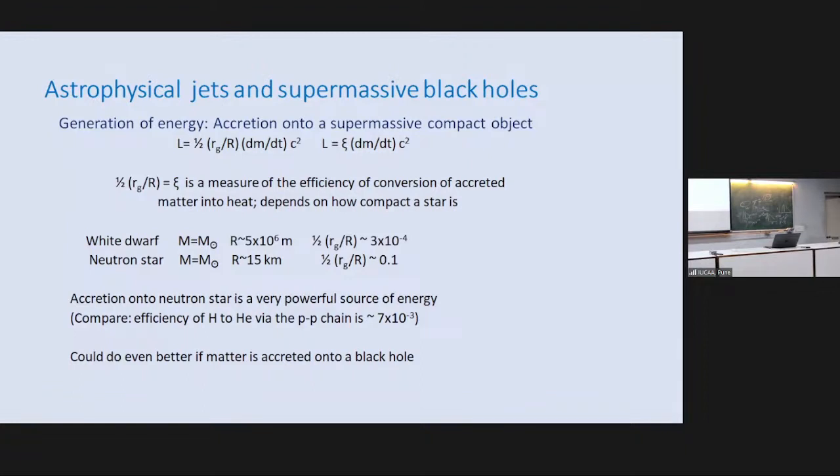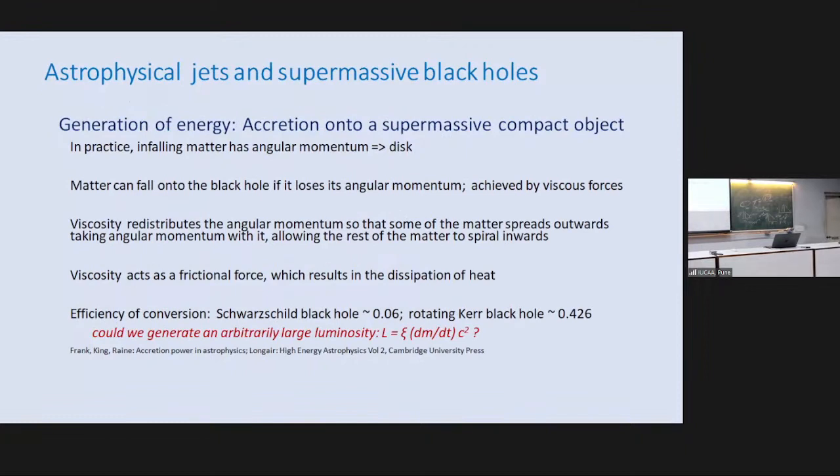Okay. Now, that's what basically they say. In practice, the matter has angular momentum. For matter to fall onto the black hole, it must lose angular momentum. That is achieved by viscous forces, which act in the disk. And some of the angular momentum gets carried away by outward expansion, and some of it is carried by the jet. And viscosity acts as a frictional force, resulting in the displacement.